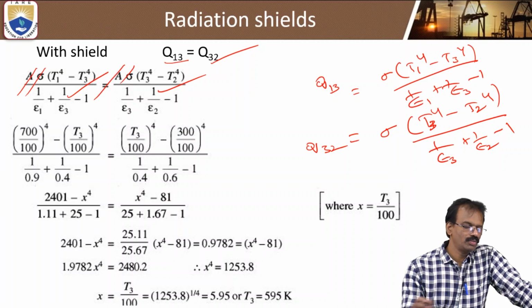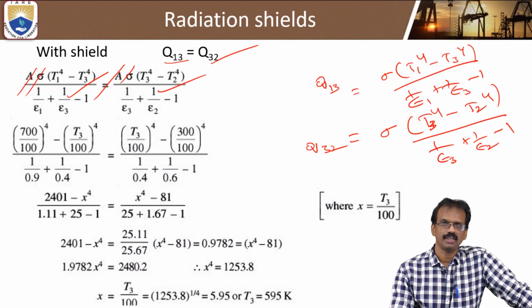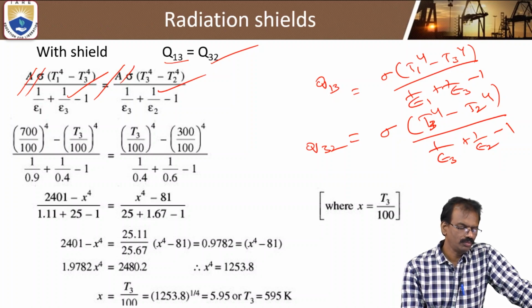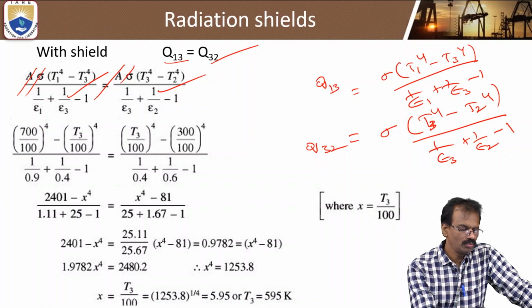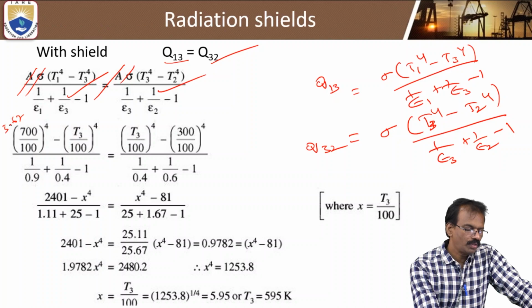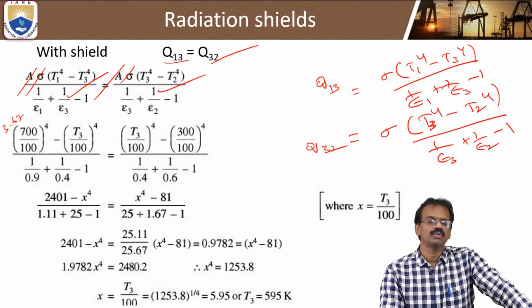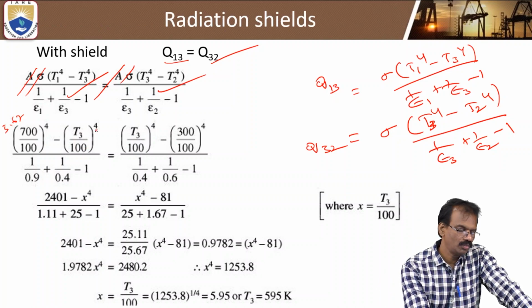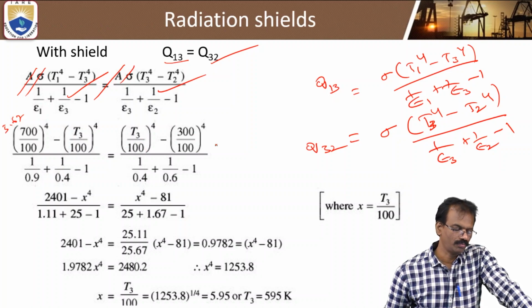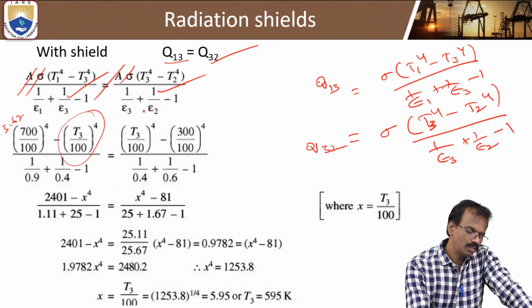So area and sigma will be cancelled on both sides. Then you know the values of temperatures. Sigma we are considering as 5.67 into 10 to the power minus 8, which we convert into brackets of T by 100 to the power 4. So the 5.67 on both sides will be cancelled. Then 700 by 100 to the power 4 minus T3 by 100 to the power 4. Here also T3 by 100 to the power 4 minus 300 by 100 to the power 4.